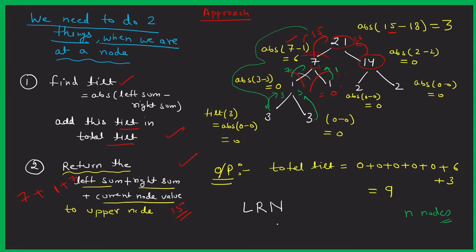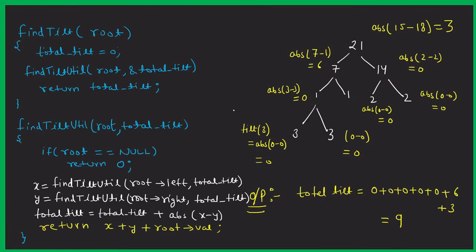So left, right, node, that means post order traversal will be a good choice. So let's see how the code will be written for this question. Here we have the function find tilt, and another function is find tilt util. So find tilt will be calling this find tilt util function.